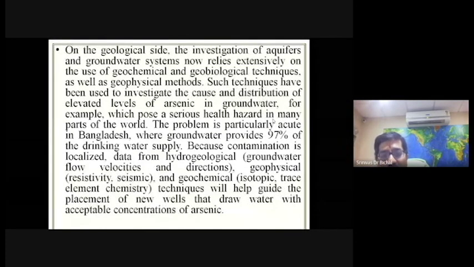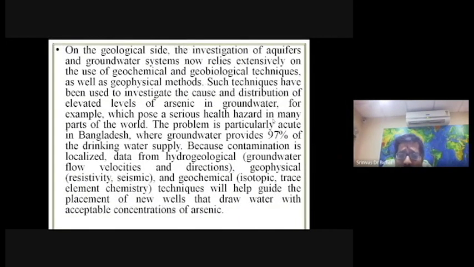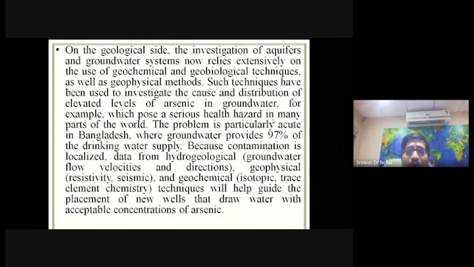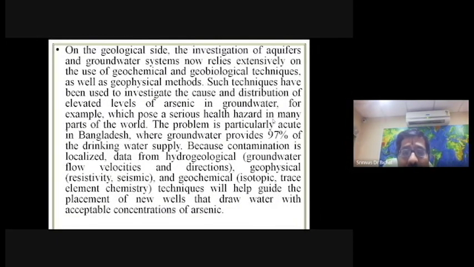Then the second variable was geophysical: resistivity, both seismic and resistivity. Third was geochemical. Geochemical is isotopic data. Isotopic data means you can get tritium data, then trace element chemistry, all these things. All these are called variables. All these variables were put together and they made a model. And once they made a model, it was very clear and pertinent.